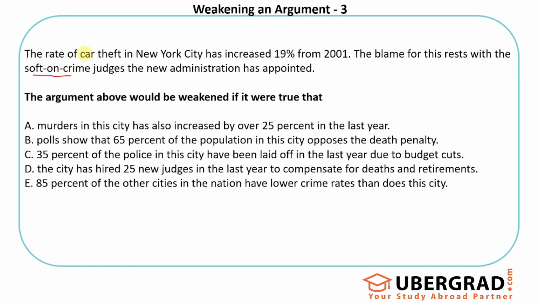So the behavior seen is that the car theft in New York City has gone up 19% from 2001. The blame, why did it go up? The blame is being put on the judges who have been soft on the criminals, right? The new judges that have been appointed by the administration, so they have been soft on the criminals. That's what the argument is. So this argument would be weakened if it were true that. Now look at the options.